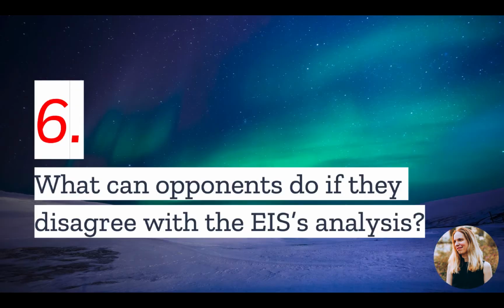Number 6. Once the EIS process is complete, what can opponents do if they disagree with the EIS's findings? Well, they can sue the agency in court, claiming that the EIS did not follow NEPA procedures or did not account for all negative impacts. And this is the point where a project typically becomes controversial and makes headlines.